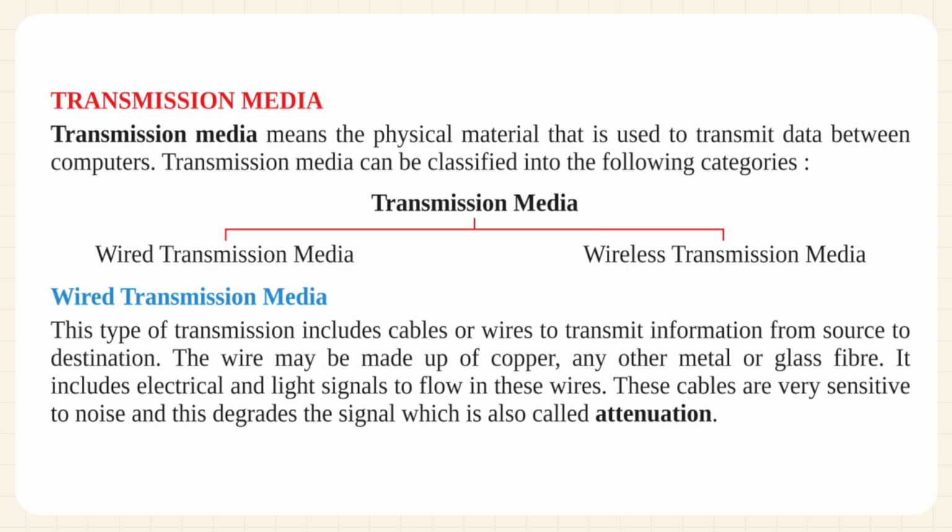Wired transmission media. This type of transmission includes cables or wires to transmit information from source to destination. The wire may be made up of copper, any other metal or glass fiber. It includes electrical and light signals to flow in these wires. These cables are very sensitive to noise, and this degrades the signal, which is also called attenuation.